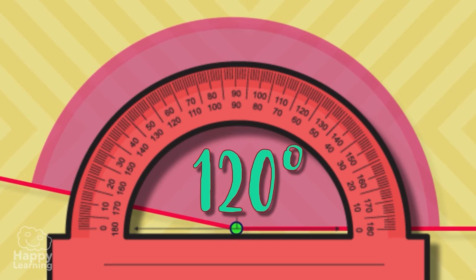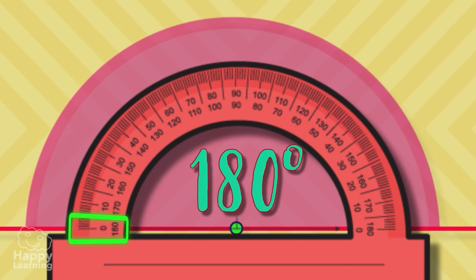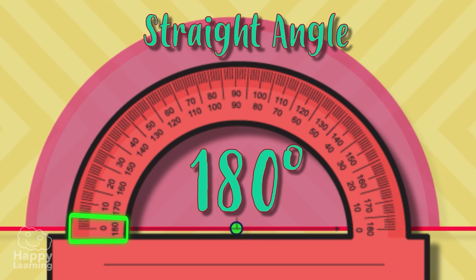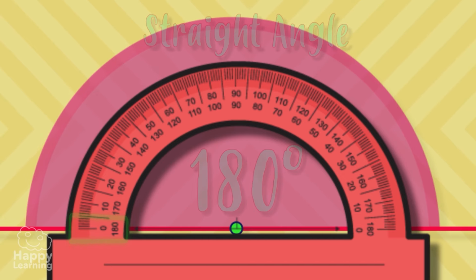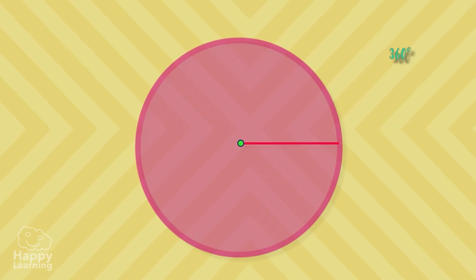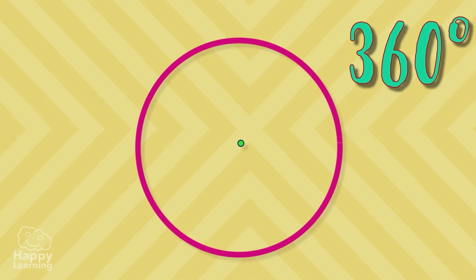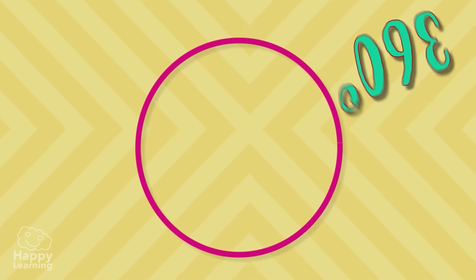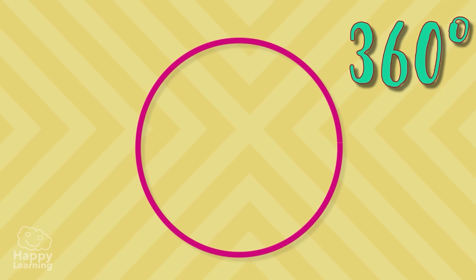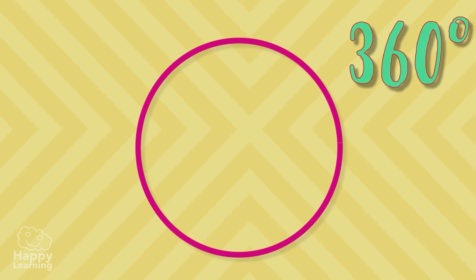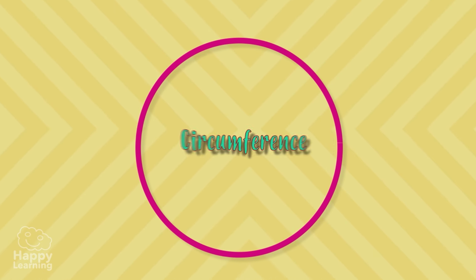Imagine that instead of being 120, it measures 180. Do you know what this angle is called? We call it a straight angle. Hey, and what about if it measures 360 degrees? Well, that's a complete or full angle. It's complete as can be.